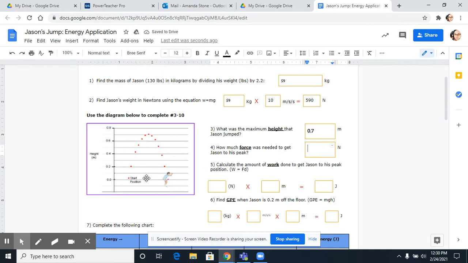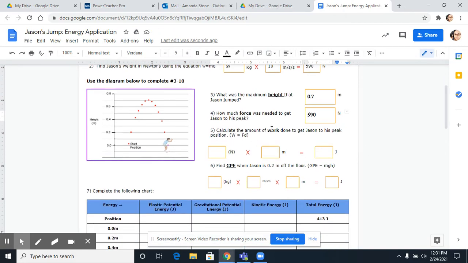We want to figure out how much force is needed to get Jason to jump. Because of Newton's third law, we know that whatever Jason's force is, which is 590, that equal and opposite force has to be applied in order for him to jump. So that means that this is also 590.